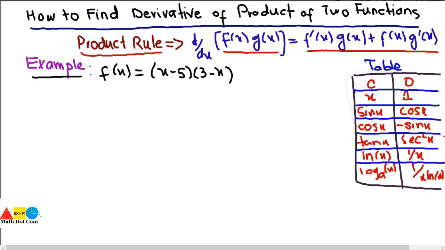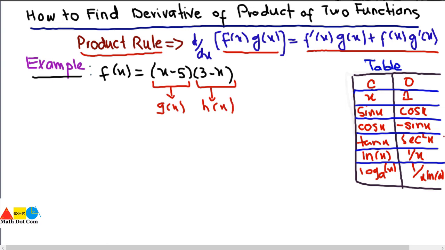Let's apply this on an example. Today we will see the simplest example on which we will apply the product rule. In our next lecture, we will see how you can apply the product rule on trigonometric functions, logarithm functions, or exponential functions. So today we will see just simple functions. So f of x is equal to (x minus 5)(3 minus x). Consider this as function 1 and this as function 2. So we can say that this is g of x and this is h of x.